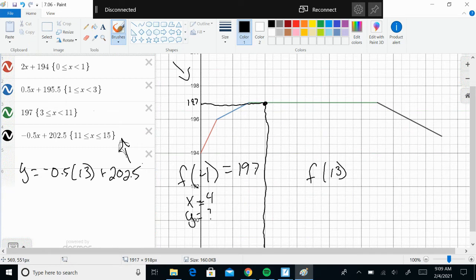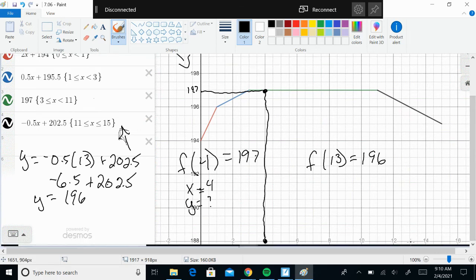I get out my handy calculator and I'll do negative 0.5 times 13, which is negative 6.5, plus 202.5, which is 196. So f of 13 is 196. That's the first way. The second way I can do it is I can find 13 on my x-axis, go up till I run into my graph. Yep, look at that point, the y value is 196.